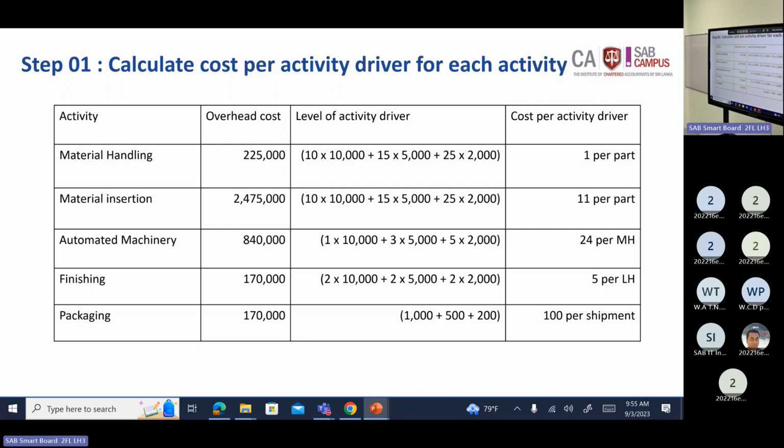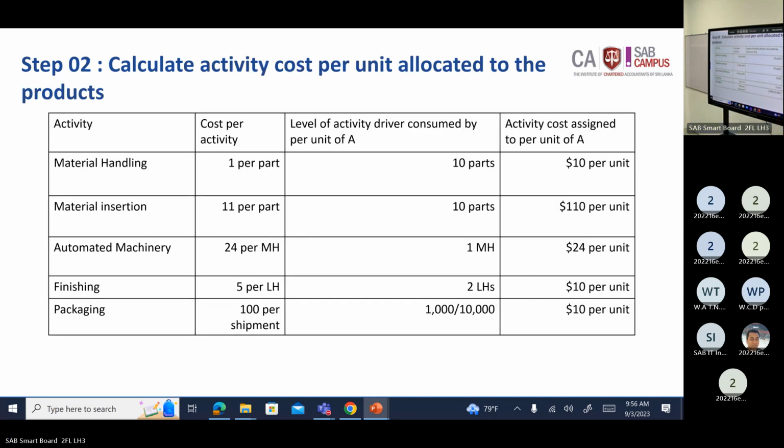So the first step is we have to calculate overhead absorption rate per activity cost driver. Cost per activity cost driver. තමයි overhead absorption rate කියනත් පුළුවන්, rate per activity cost driver. Then calculate the activity cost per unit.